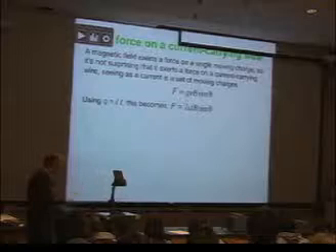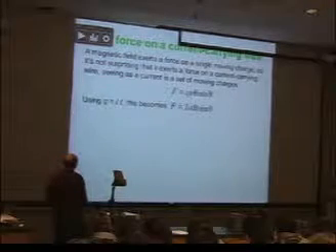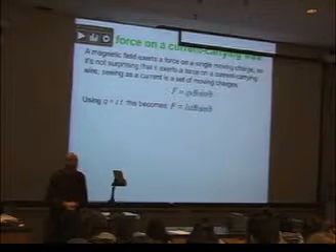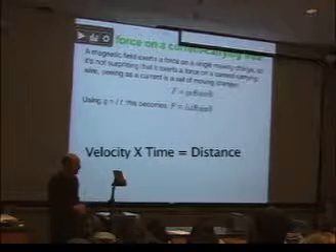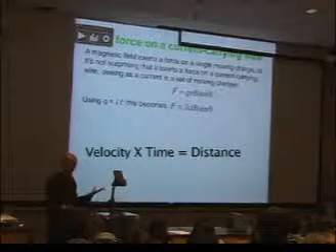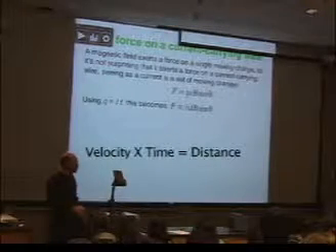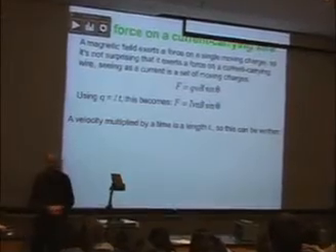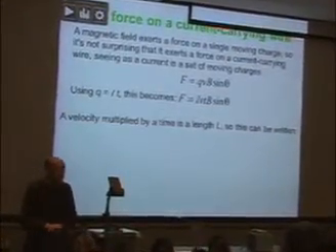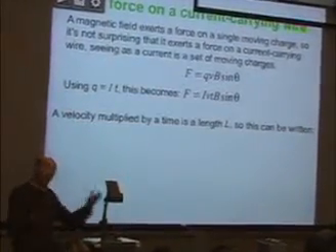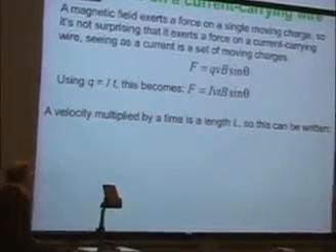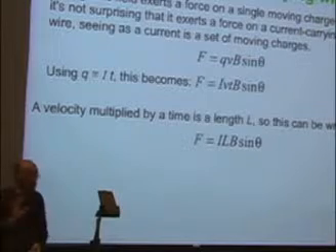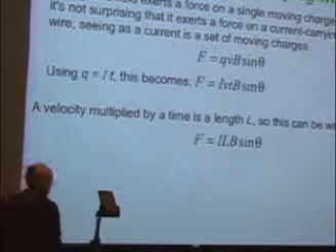Well, that's just too many variables to keep track of, right? So what do we notice there? We can combine, say, velocity times time. Velocity times time is, what kind of thing is it? It's a distance, okay? So we could just replace the velocity times time by length. And in fact, the relevant length is the length of the wire that's in the field. And so we write our equation, which is completely equivalent to qvB sine theta, as ILB sine theta.